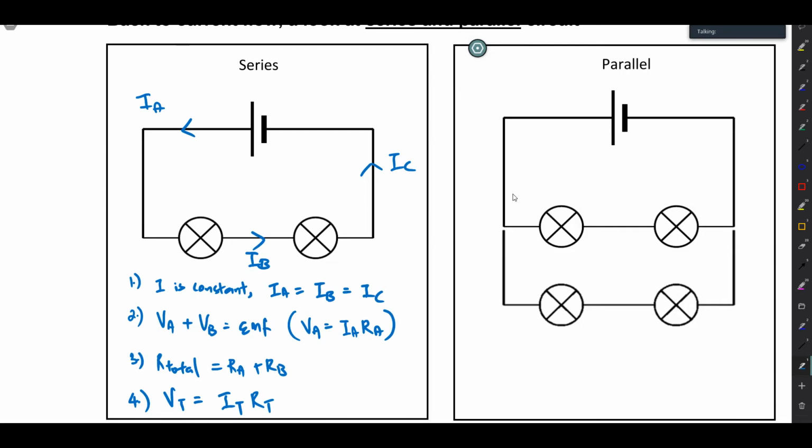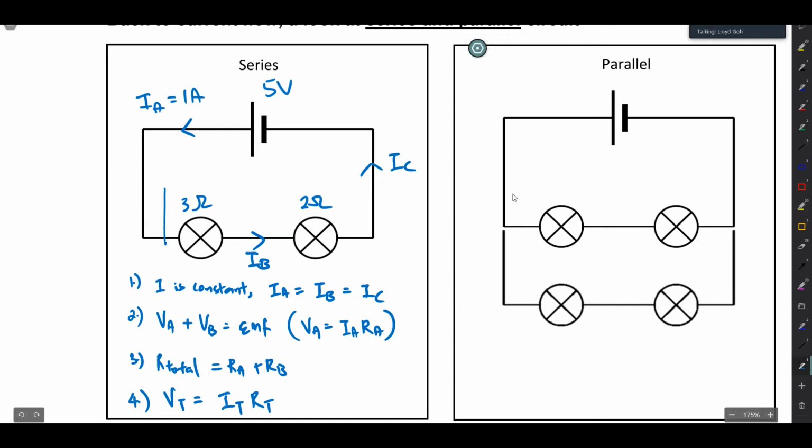Let's say this is 5 volt, and over here I have a 3 ohm light bulb and a 2 ohm light bulb. Now how would the 5 volt split up? Based on the formula we can find the current first. The total resistance is 5, so the current is 1. This is 1 ampere, so it's 1 ampere throughout.